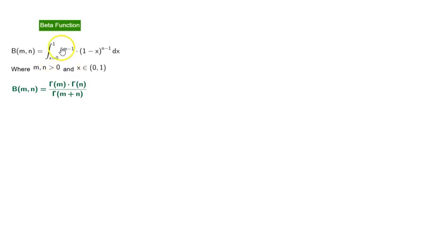In the previous session, we had seen what a beta function is. We had derived this integral and we had seen the relation between the beta function and the gamma function. Beta function is symmetric. That is, B of m comma n is equal to B of n comma m.